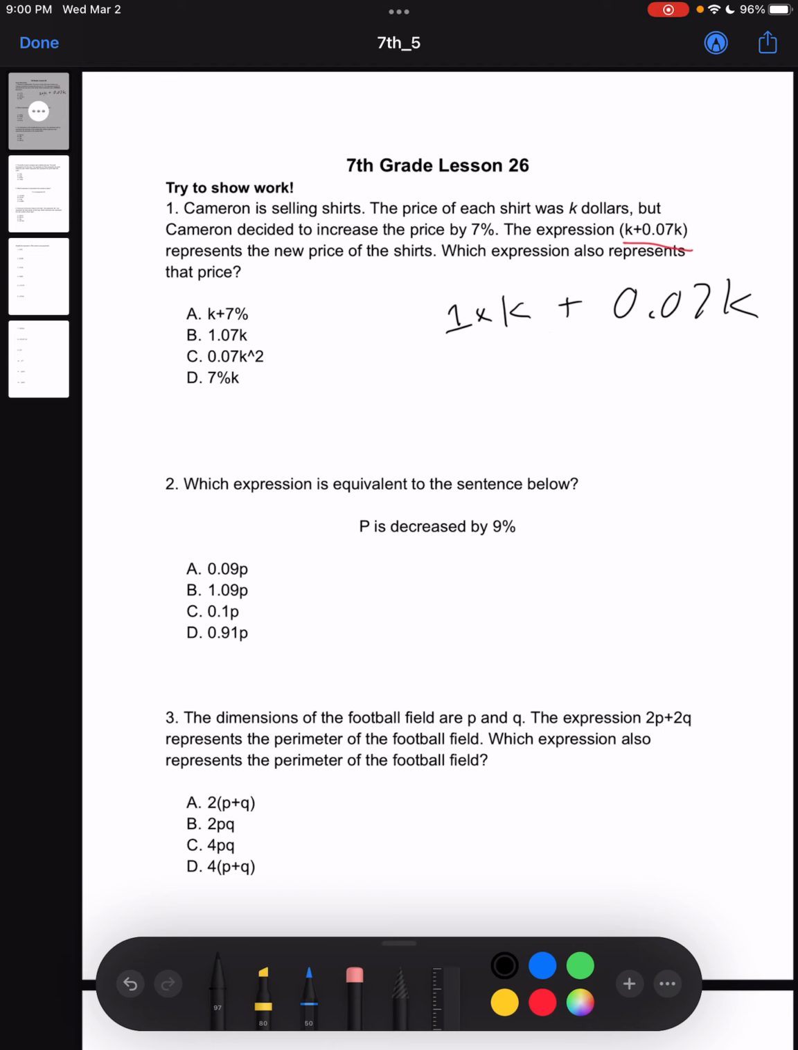In that case, all we now need to do is add 1 to 0.07. Once we do that, we get 1.07K. Another way to think about this is that we're simply adding 1K to 0.07Ks. Doing that gives us 1.07K, and that makes our answer B.